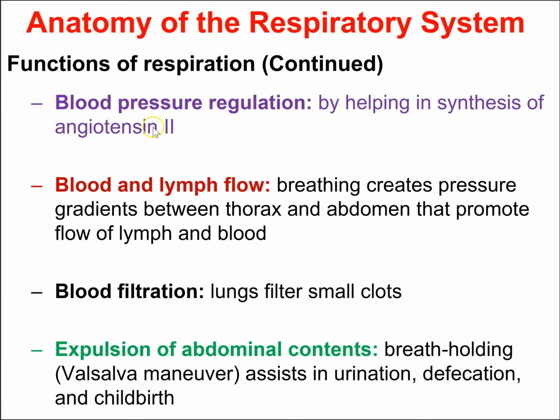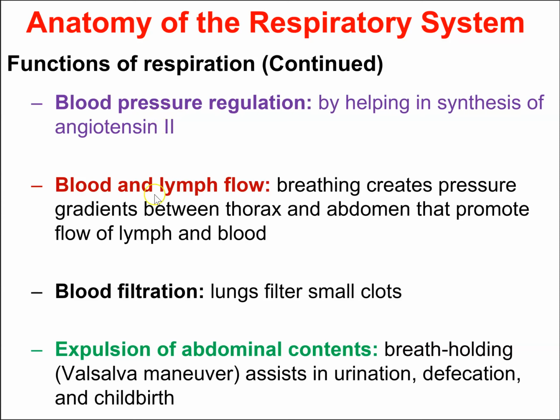So when the blood pressure of the body is low, angiotensin II is produced with the help of certain enzymes in the lungs known as ACE enzymes. So if you've heard of ACE inhibitors, they are given to people who have really high blood pressure so they can prevent the synthesis of angiotensin II. But our body maintains homeostasis by helping in synthesis of angiotensin II when our blood pressure is low.